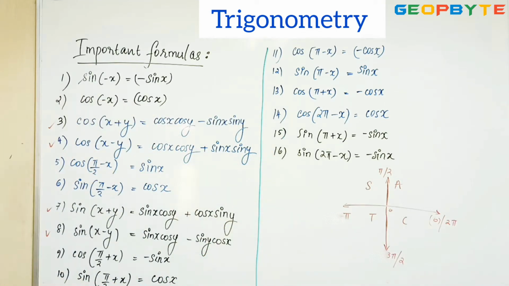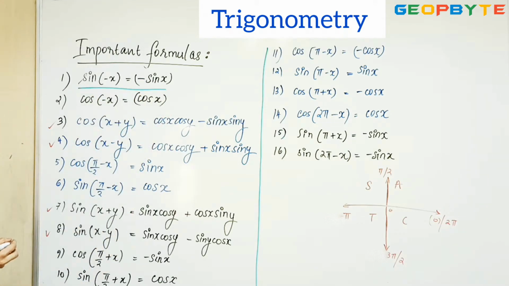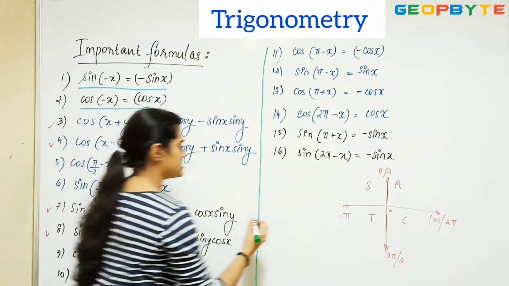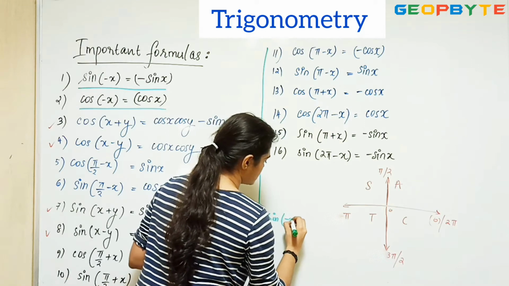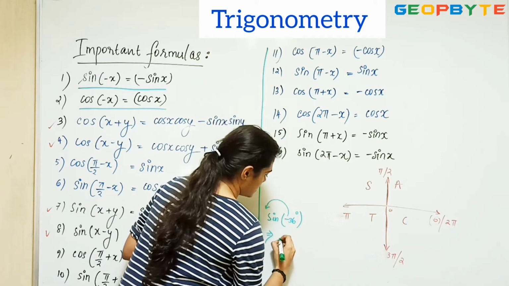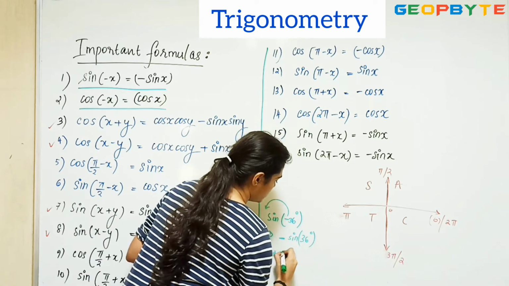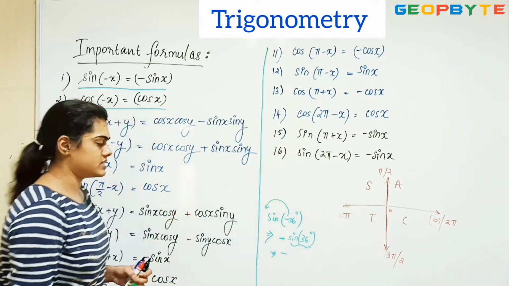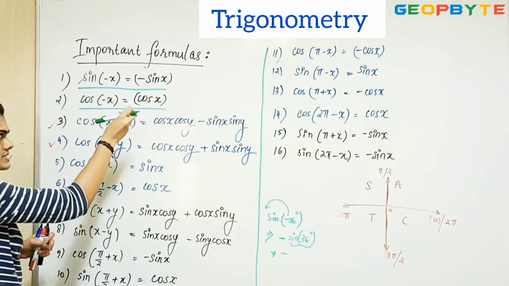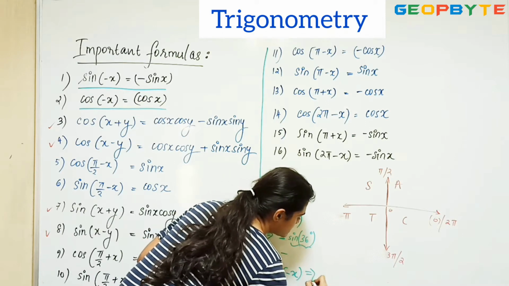Now, first, the most important formula is sin of minus x equal to minus sin x, and cos of minus x is equal to cos x. That means if there is an angle sine of minus 36, then you can take this minus sign outside, minus sine 36 degree, and it will be minus the value of sine 36. So you can take the minus sign outside the function for sine of minus x. But in case of cos of minus x, it is just cos x.